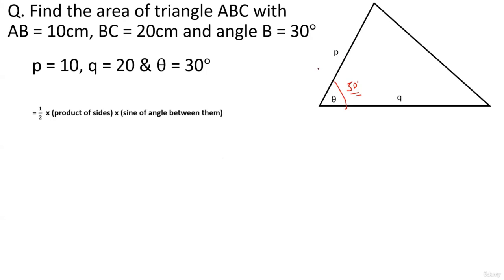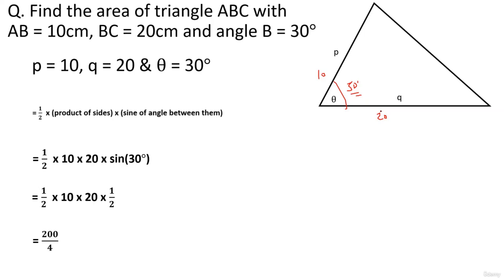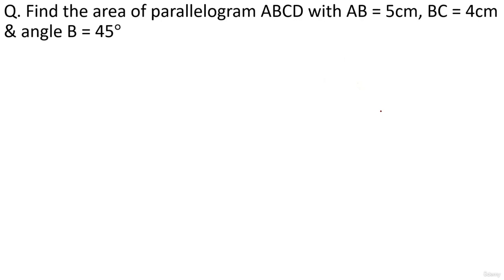P is given to us as 10. Q is given to us as 20. So we apply the formula half into product of the sides into the sine of the angle between them. So it's half into 10 into 20 into sine 30. Sine 30 is half again. So 200/4 will be 50 centimeters square. That's the required answer.